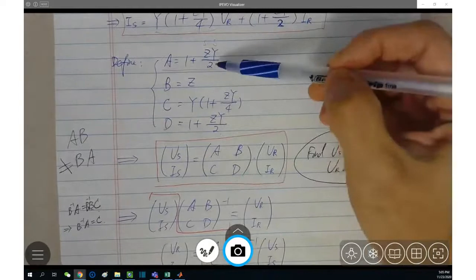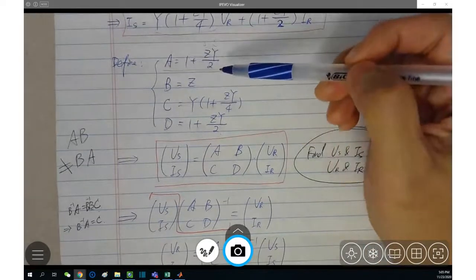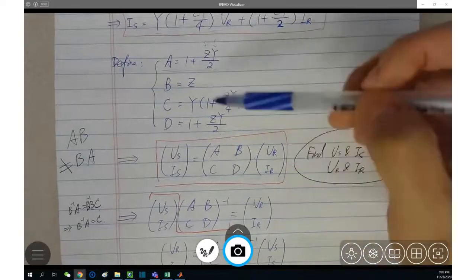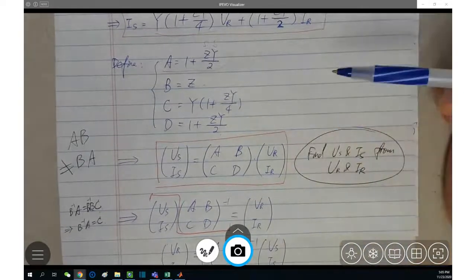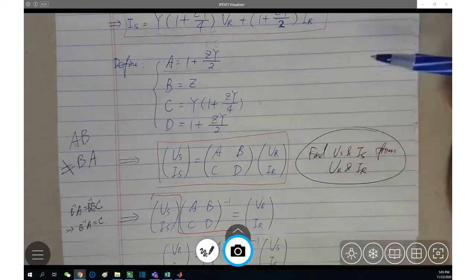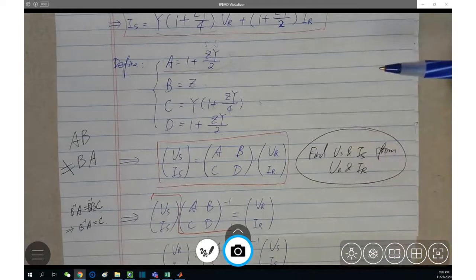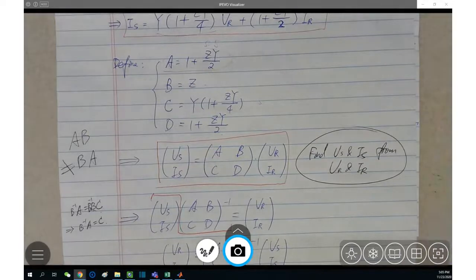No unit. Divided by 2, no unit. Plus 1, no unit. How about C? Following the same idea, this is supposed to be Siemens, right? D is what? No unit again. So A through D are not having a uniform unit at all. They're just representing 4 values.